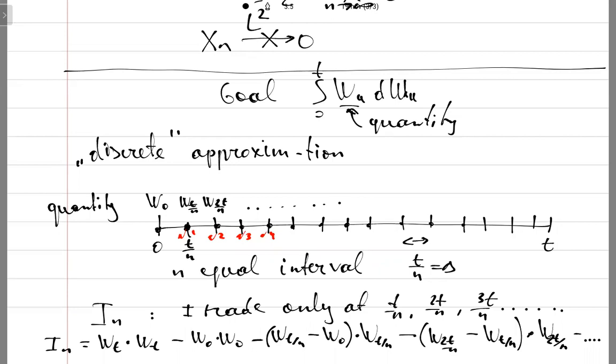Can I please ask a question? Yeah. Why do we, in the second period, subtract Wt over n and not W0 once again? Because we have already. So imagine that you have one cup from your grandma. At the first transaction, you buy the second cup.